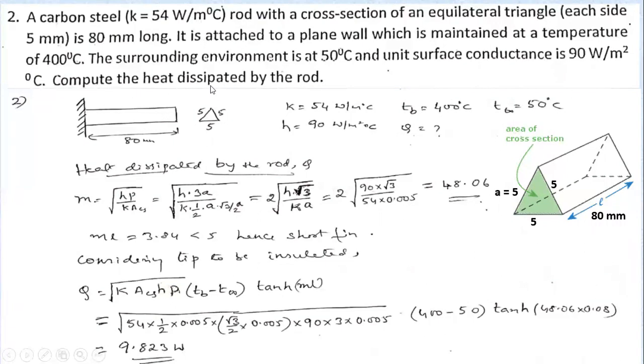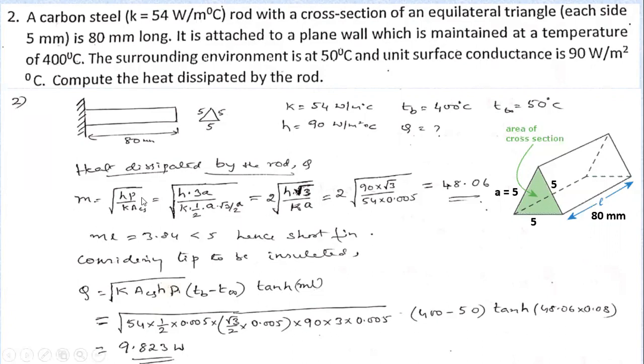So we have written all the given data. Now they have asked to compute the heat dissipated by the rod. So we have to find out the value of Q, the heat dissipated by the rod. First thing, before we do something, we need to know whether this fin is a short fin or a long fin. In order to check this, if it is not specified in the problem, you have to first get the value of m and multiply by the length L. If m into L is less than 5, we call it a short fin. If m into L is greater than 5, we have to consider it as a long fin.